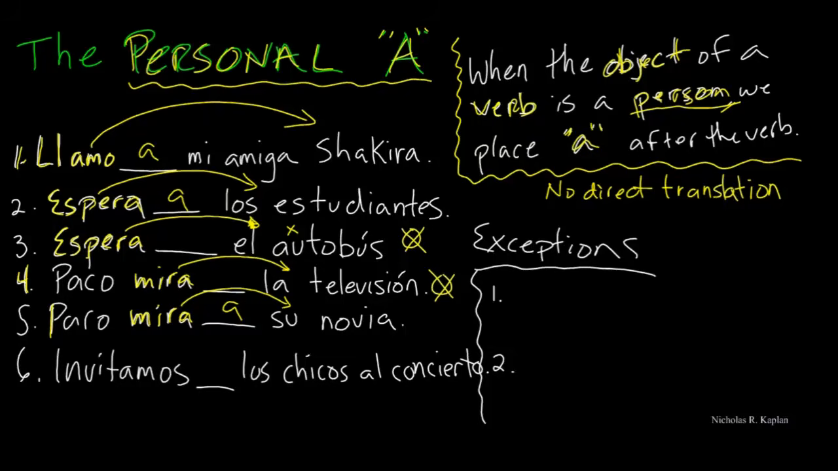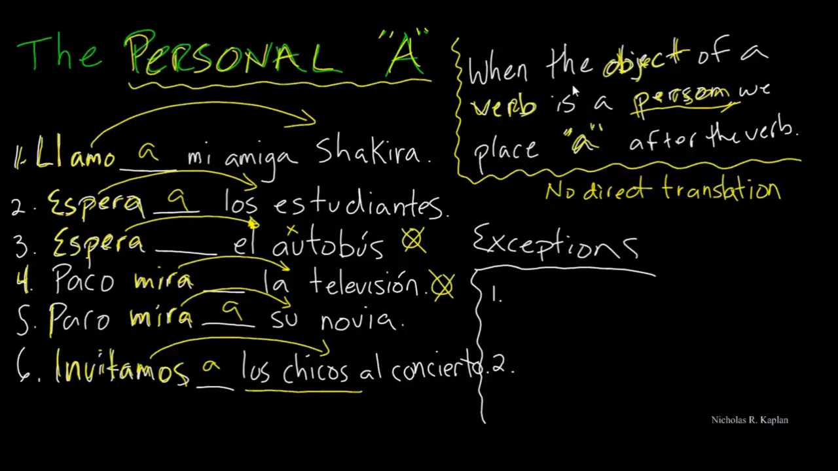Number six. Invitamos. So we invite the kids to the concert. So we invite. So what you want to ask yourself: we're inviting kids to what? To the concert. And so the object of the inviting is a person. Yeah, we're going to need an a.